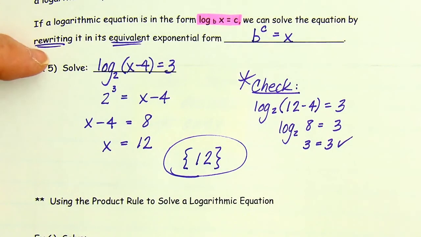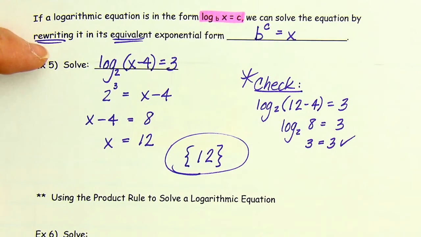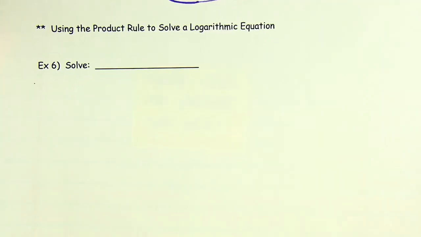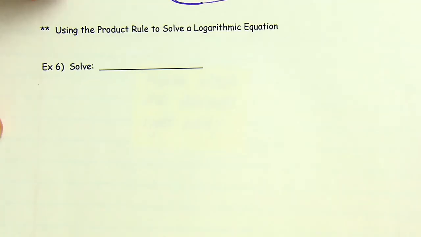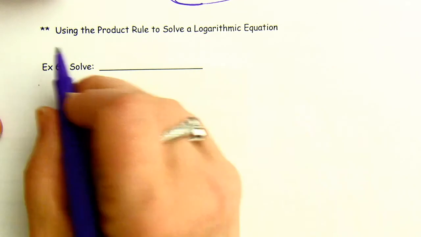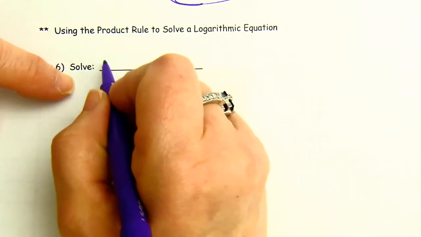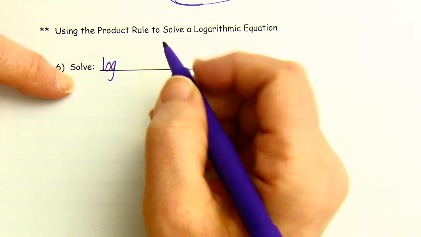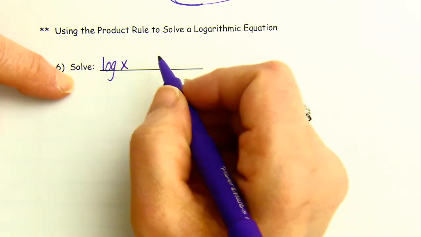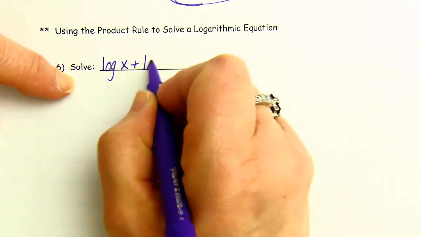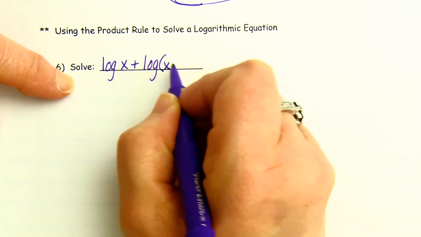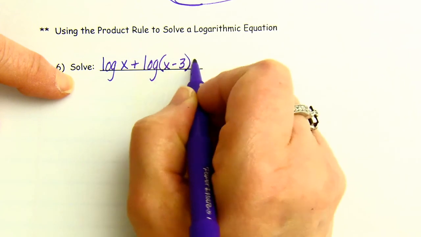All right, one more example. This one, it's not long, but it's a little bit long. Using the product rule to solve a log equation. So we're going to solve log of x plus log of x minus 3 equals 1.